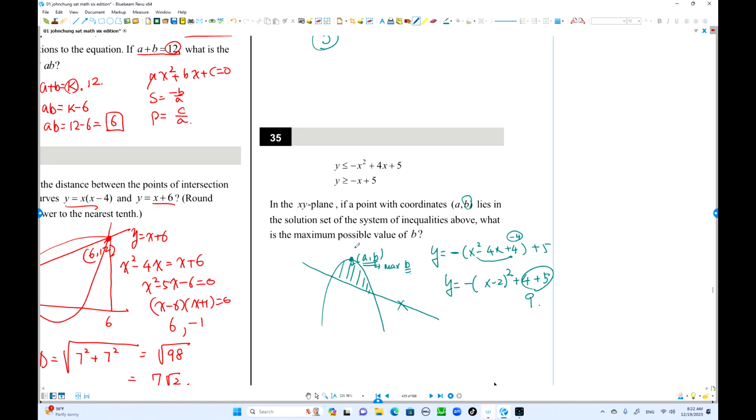So this point is what? When x is 2, y is 9, okay? This is the maximum value of B. 9 is the answer.